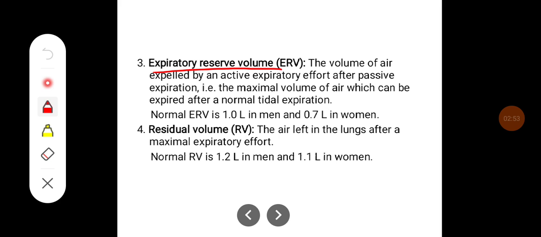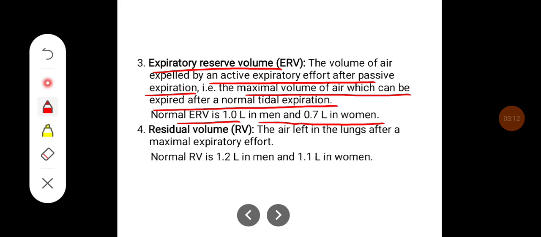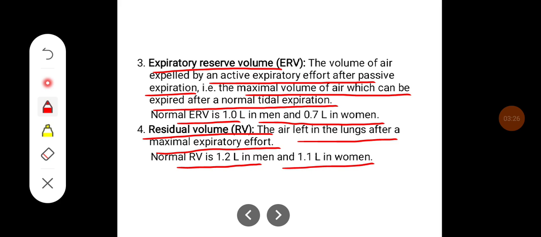Expiratory reserve volume, that is ERV, the volume of air expelled by an active expiratory effort after passive expiration, that is the maximal volume of air which can be expired after a normal tidal expiration. The normal ERV is 1 liter in men and 0.7 liter in women. Residual volume, RV, the air left in the lungs after a maximal expiratory effort. The normal residual volume is 1.2 liters in men and 1.1 liters in women.